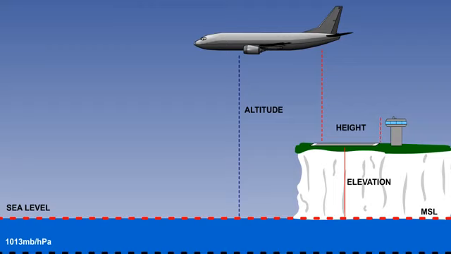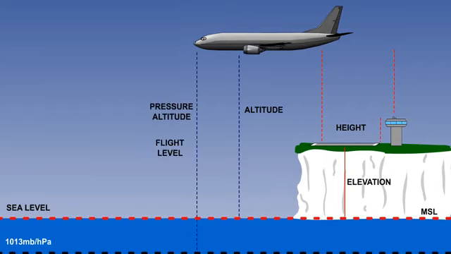A tall obstruction, such as a TV mast, can be quoted both as a height above the ground on which it stands and an elevation above mean sea level. Where height refers to vertical distance of an aircraft, it does not have to be with reference to the ground. For instance, we might be interested in the aircraft's height above the top of a tower.